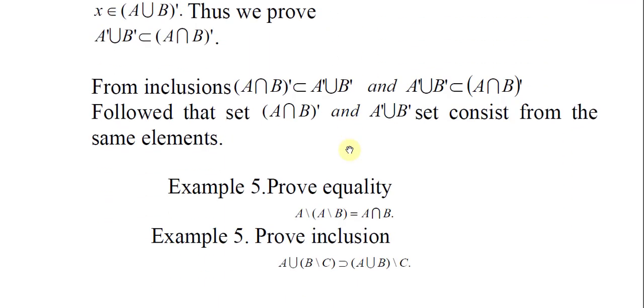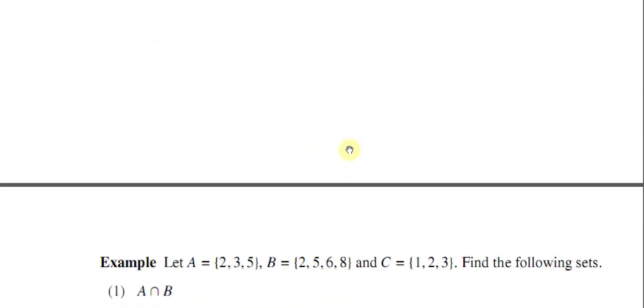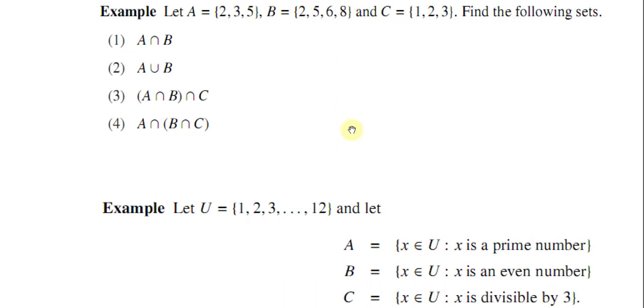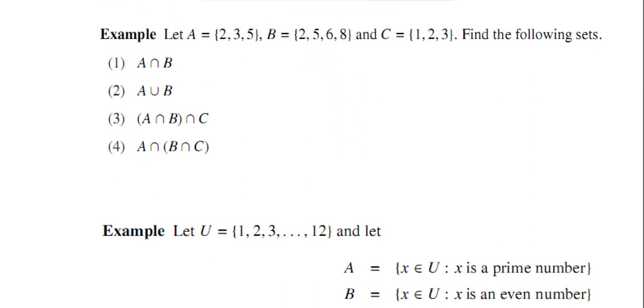Okay, now next example. So we have A, B, and C sets. Find the following sets. And now let's do two of them here. For example, A intersection with B. What is same elements? It is 2 and 5.